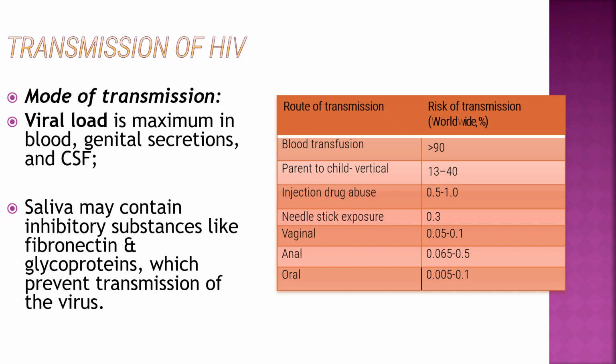The transmission of HIV, mode of transmission: viral load is maximum in blood, genital secretion, and CSF. Saliva may contain inhibitory substances like fibronectin and glycoprotein, which prevent transmission of the virus. Blood transfusion, risk of transmission is more than 90%. Parent to child, vertical, 13 to 40%. Injection drug abuse, 0.5 to 1%. Needle stick exposure, 0.3%. Vaginal, 0.05 to 0.1%. Anal, up to 0.5%. Oral, up to 0.1%.